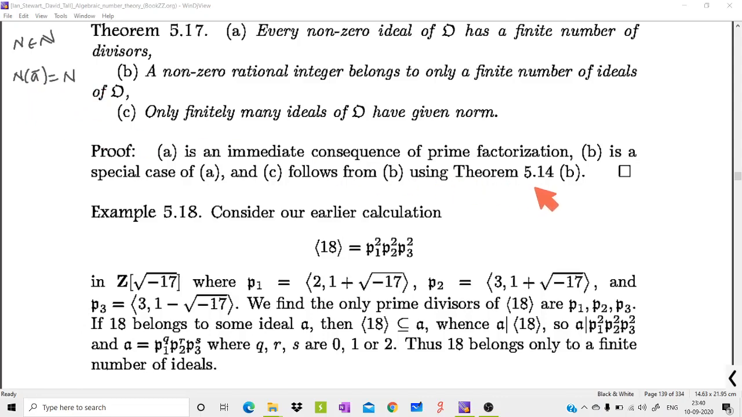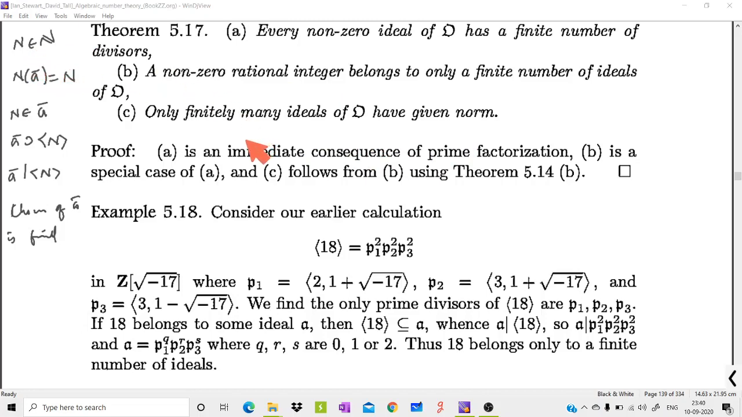We know by theorem 5.14b that the norm of A is always an element of A. So this shows that A contains the ideal generated by n. So A divides n. So the number of divisors is finite, so the choices of such A are finite, because the divisors of any ideal are finite. So for n belonging to N, the number of ideals with norm n is always finite.